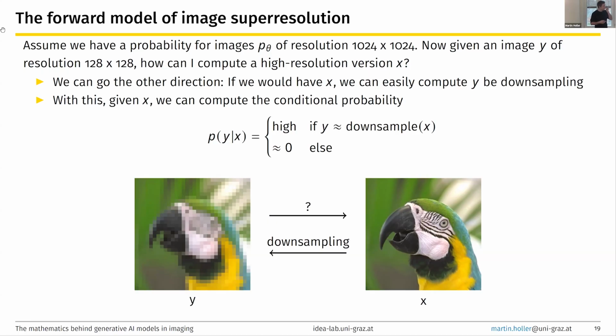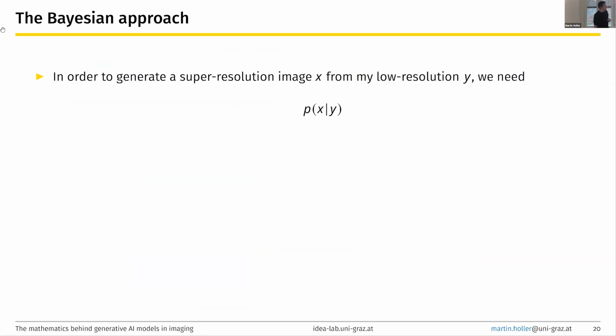Okay, so in summary, we want to go from low to high resolution in a probabilistic sense. But what we actually can do is we can go from high to low resolution. So we can easily describe the probability of the low resolution image given the probability of the high resolution image. And now we want to turn this around. So actually, in order to create the super resolution image, what we want to know is the probability of X given Y. We have the low resolution, and we want to know what is the probability of the corresponding high resolution image.